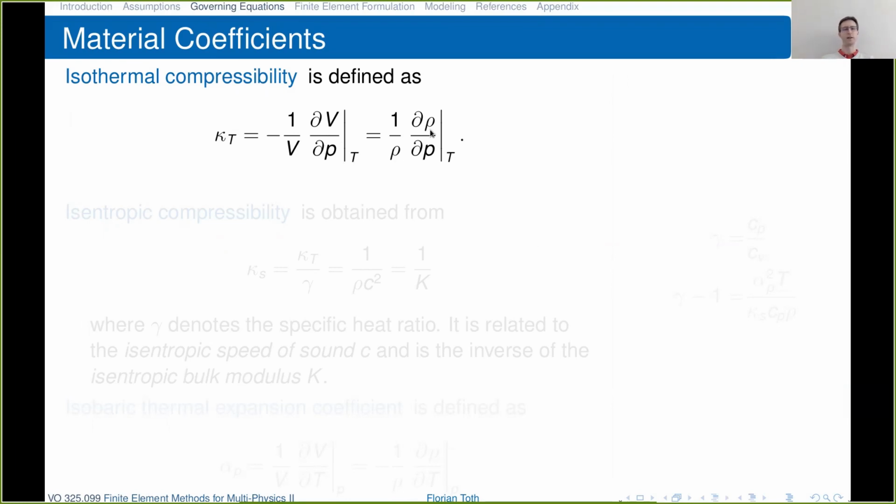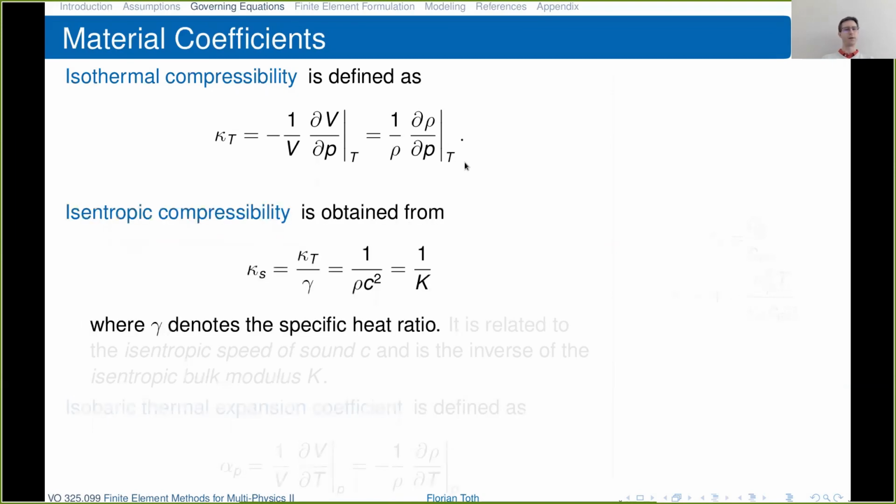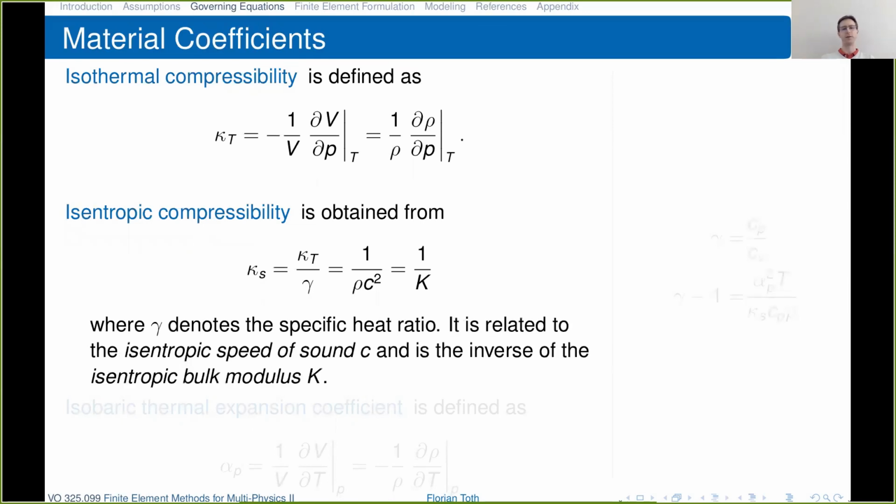You can rewrite this in terms of the density. You can also define the isentropic compressibility. This is actually the compressibility we already know from classical acoustics, denoted Ks. S stands for constant entropy, so isentropic, and it can be related to the isothermal compressibility via the specific heat ratio gamma. And then it can be related to the isentropic speed of sound, c, and the density. So you see actually it's the inverse of the isentropic bulk modulus.